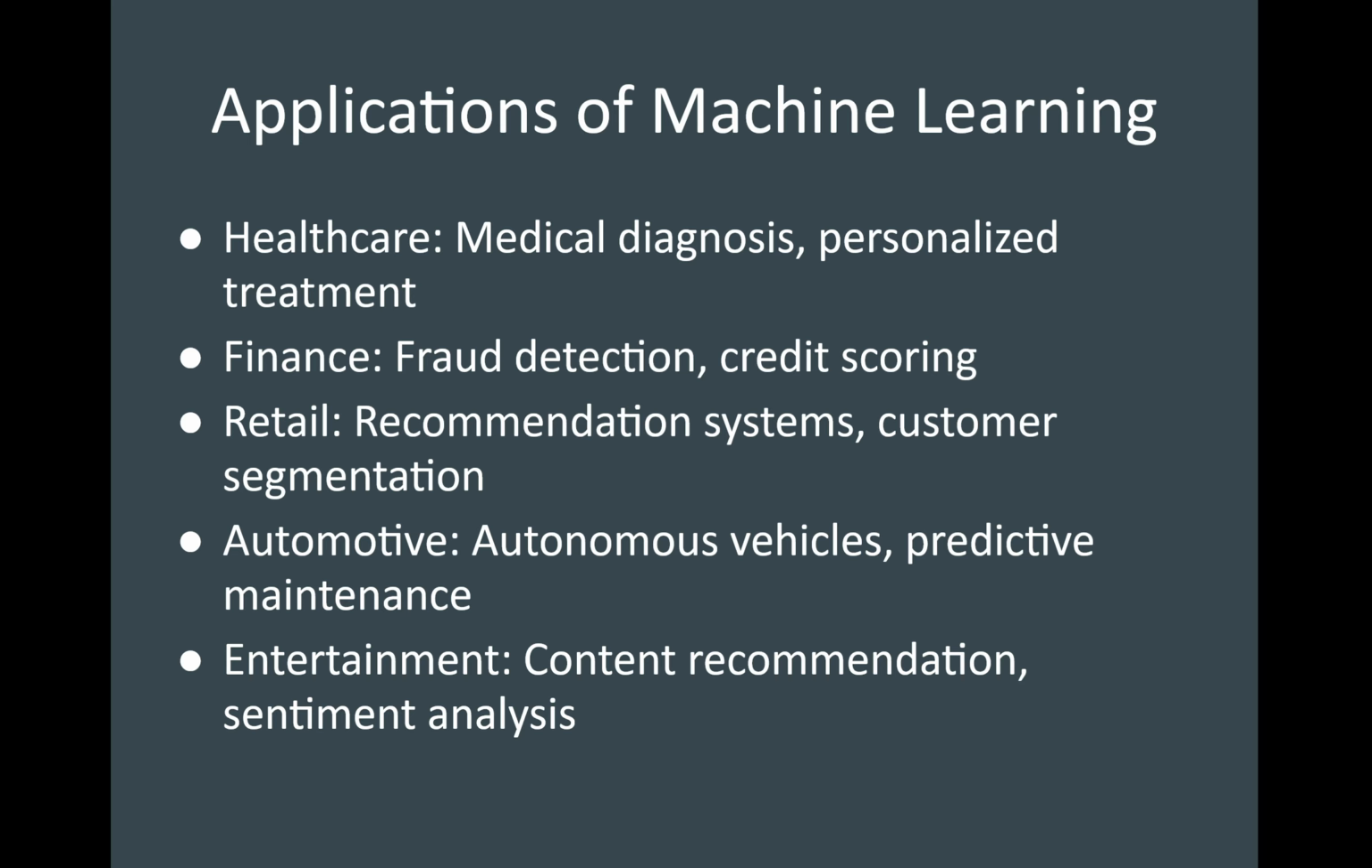Similarly in retail, recommendation systems for the customer, customer segmentation, inventory management, and in automotive, if we talk about autonomous vehicles, predictive maintenance, traffic prediction, and in the last, entertainment, content recommendations, sentiment analysis, video analytics. So these are the examples of entertainment.